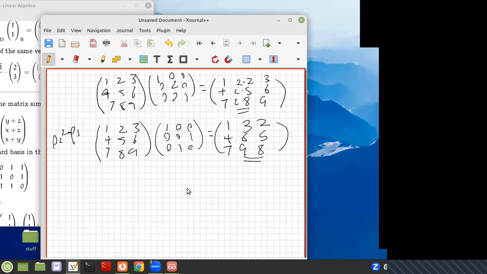Now, the same thing does not happen with row combination operations. If I want to do, say, row 1 plus row 2, well, what would I do? I would start with the identity matrix, right?